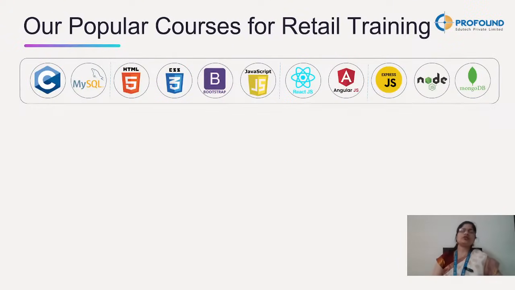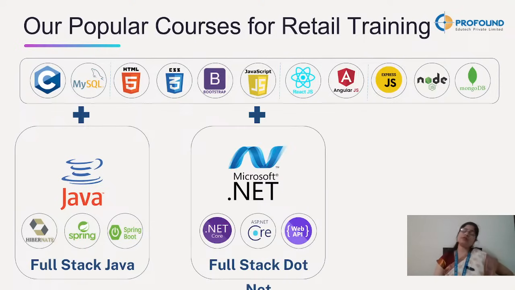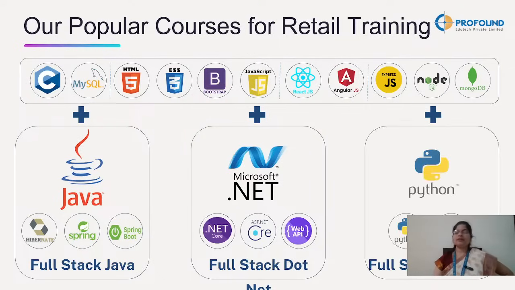So, our popular courses for retail training. We provide courses in C, SQL, HTML, CSS, Bootstrap, JavaScript, front-end development technologies, then React, AngularJS, Express.js, Node.js, MongoDB. We provide courses in Java, full stack Java, as I have already mentioned. We also provide courses in .NET, in which we cover .NET Core, ASP.NET, Web API. Then in Python, we cover Python and the Django framework.